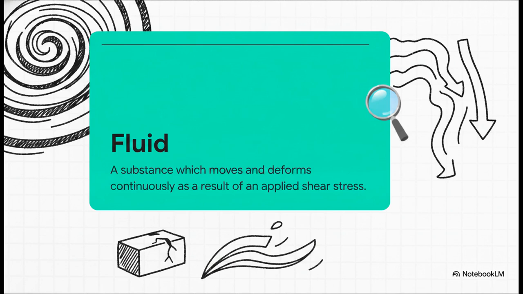Before we simulate anything, we have to agree on what we're actually looking at. By definition, a fluid, and that means either a liquid or a gas, is a substance that moves and deforms continuously as a result of an applied shear stress. Think about a solid block of steel. If you push it, it bends or maybe it breaks. But a fluid? It just keeps on deforming and flowing for as long as you're applying that force. And that continuous, non-stop deformation is exactly what makes modeling them such a massive challenge.